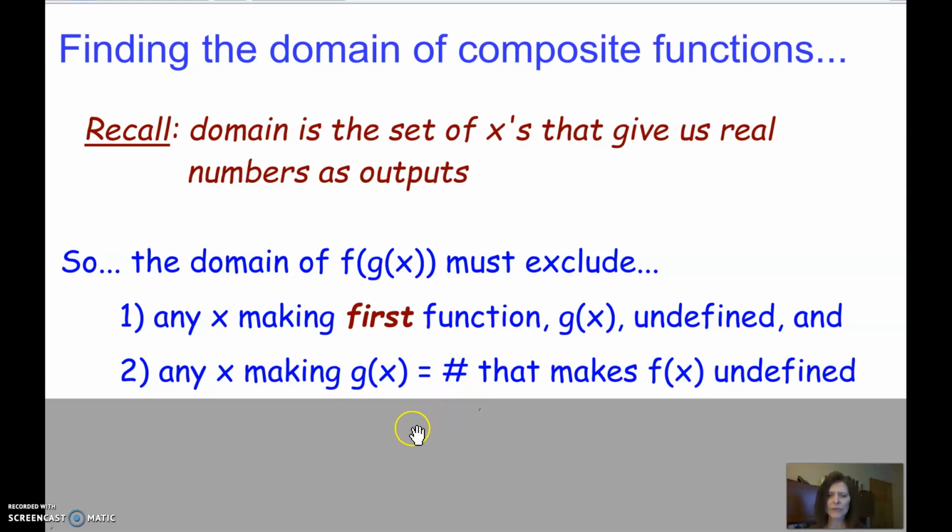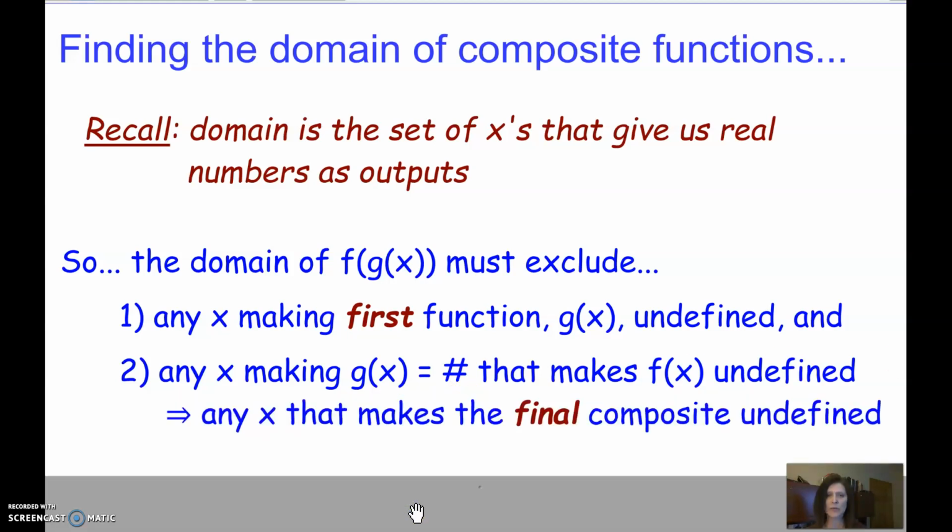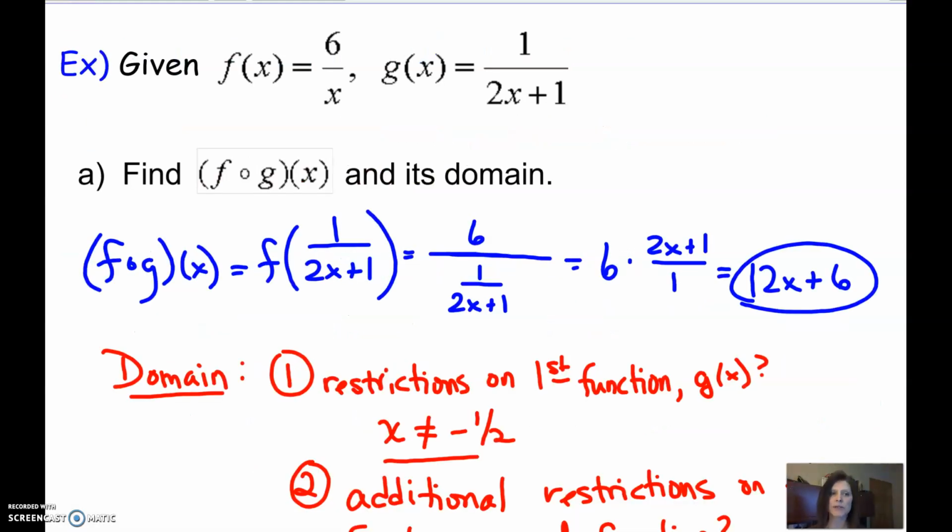That can be kind of confusing, so I'd rather say it this way. Let's look at the first function we go into, in this case g of x, and then the final function that we have, our final composite function. So what x's do I have to exclude for the first function? What x's do I have to exclude for the final function? And that'll accomplish the same thing. All right, let's take a look at a couple examples.